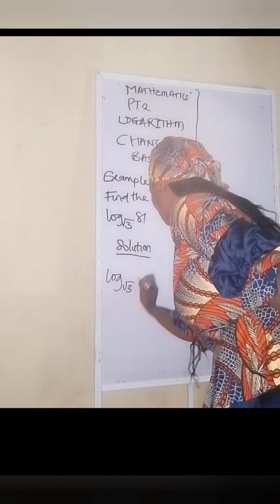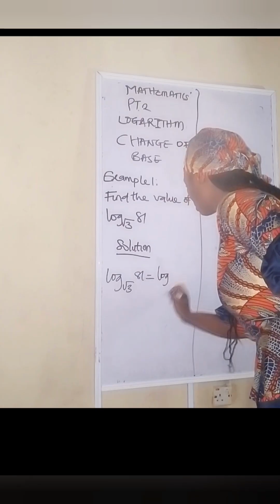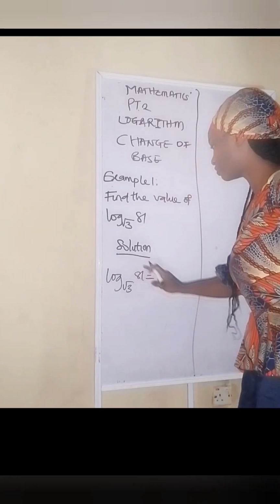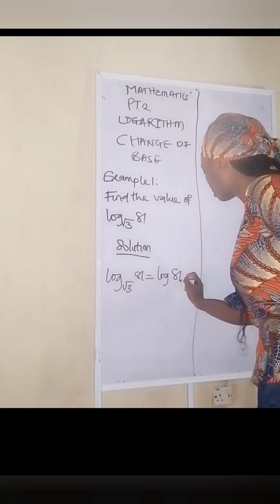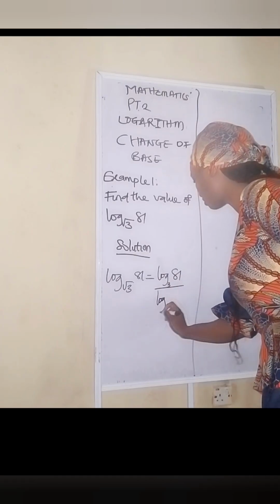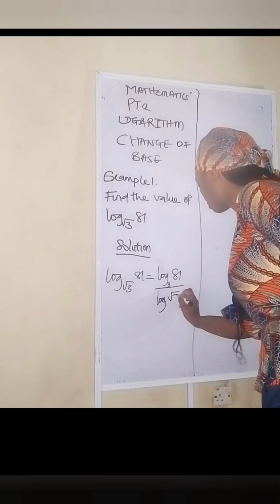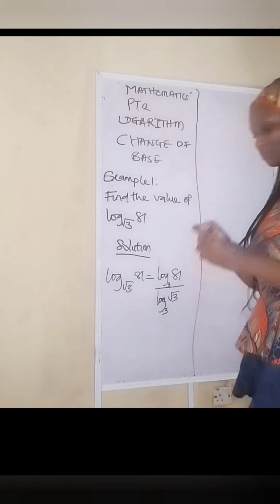So instead of 3, we'll change the base to 3. So that would be log 1 base 3 over log, I told you that we start from this number. Then the base now follows base 3. I'm sure you get this now. Do you now see that?